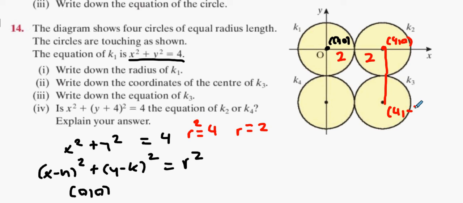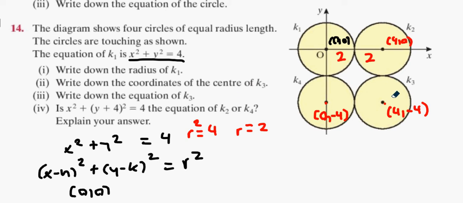4, minus 4. And what happens if you go 2 down here? What do you end up at there? 0, minus 4. So there's all the centres of your circles sorted. Okay, any questions thus far? It's because the radius of each circle is 2, so you just go across 2 radiuses.